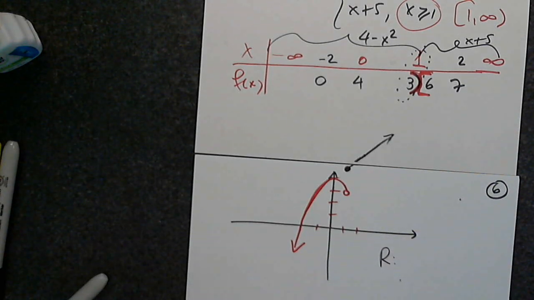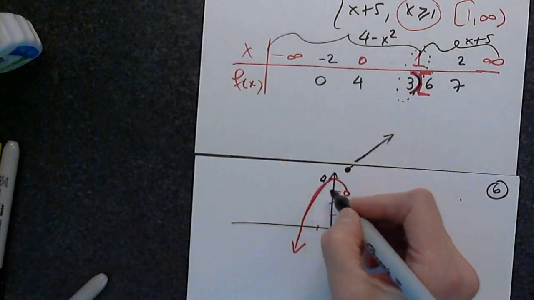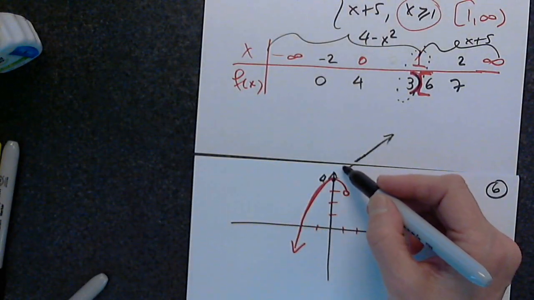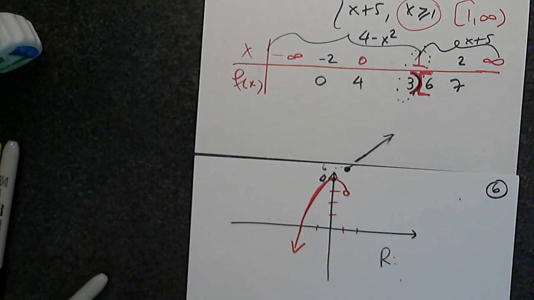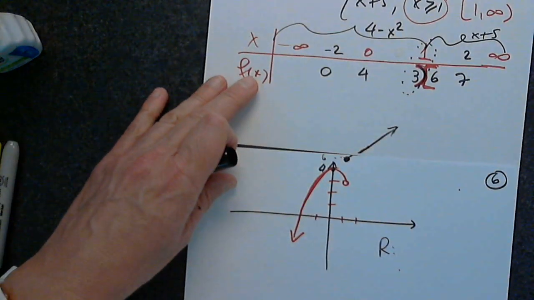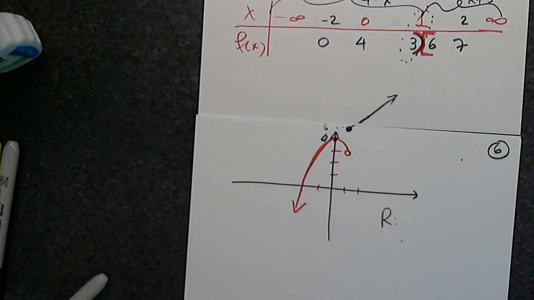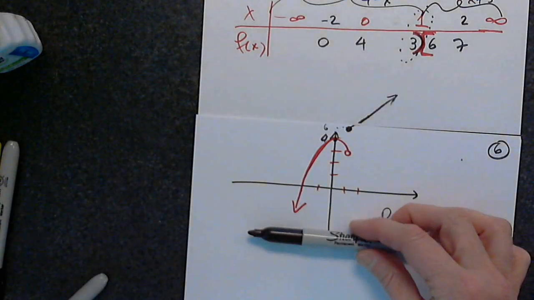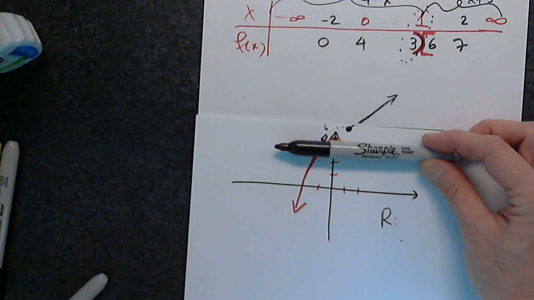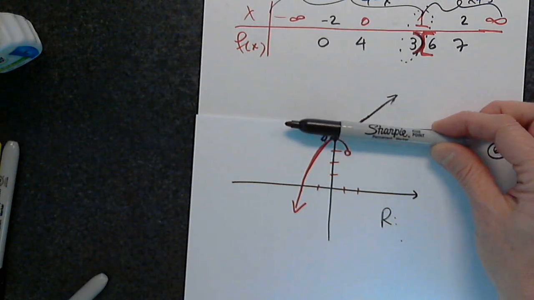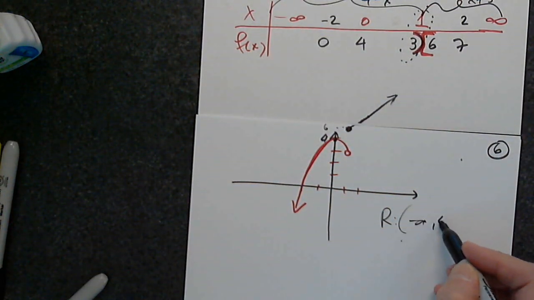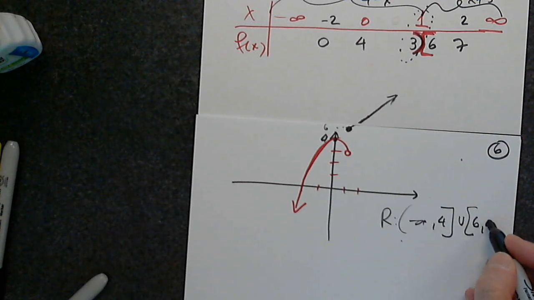So can anyone give us the range? Be careful, because the function turns here at 4, and then here it starts at 6. So what will you say about the range of this function? All the numbers from negative infinity to 4, union 6 to infinity. So negative infinity to 4 with a bracket, union, with a bracket, 6 to infinity. Very good. Good pick.